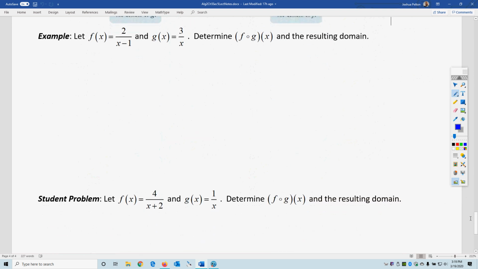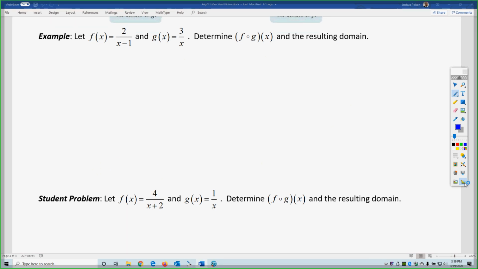Okay, so let's say we have these two functions, f of x, and I would do f of g of x is the way you read it. So that's f of g of x, which means take the f function, 2 over x minus 1, and replace the x with the other function, which is 3 over x, because you're swapping the x for g, because g is going inside of it.